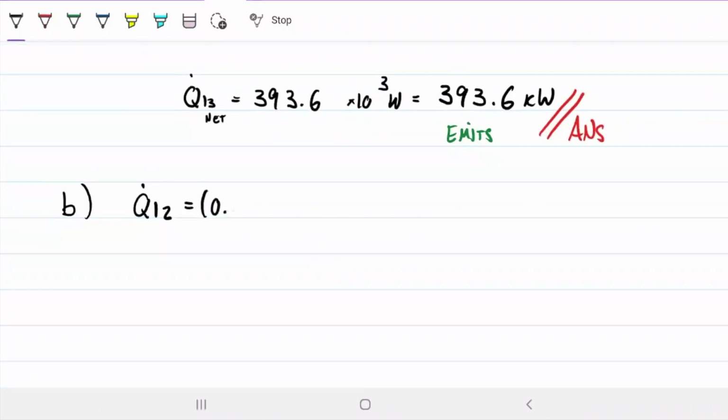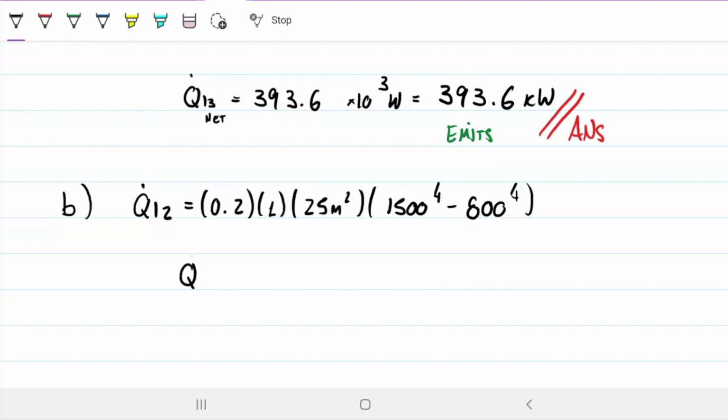So 0.2 times emissivity, which is 1, the area, which is 5 squared, and then what are the temperatures here? 1500 for the top one, which is the one that has the highest energy, and 800 for the bottom one. Okay, so Q12, again converting to kilowatts, then I get 1319 kilowatts. Okay, but this time it's absorbing, right?